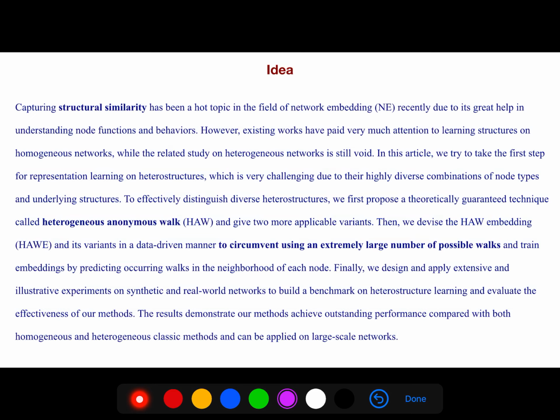To effectively distinguish diverse heterostructures, we first propose a theoretically guaranteed technique called heterogeneous anonymous walk and give two more applicable variants. Thus, we devise the HAW embedding and its variants in a data-driven manner to circumvent using an extremely large number of possible walks and train embeddings by predicting occurring walks in the neighborhood of each node.